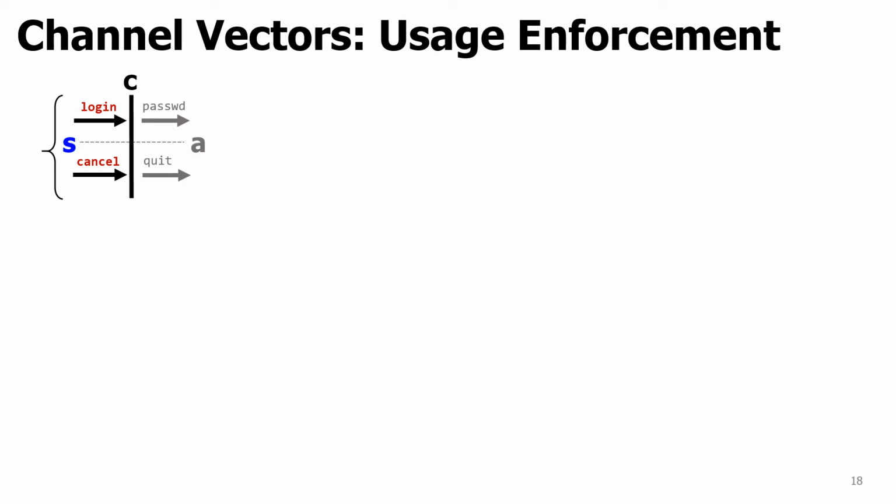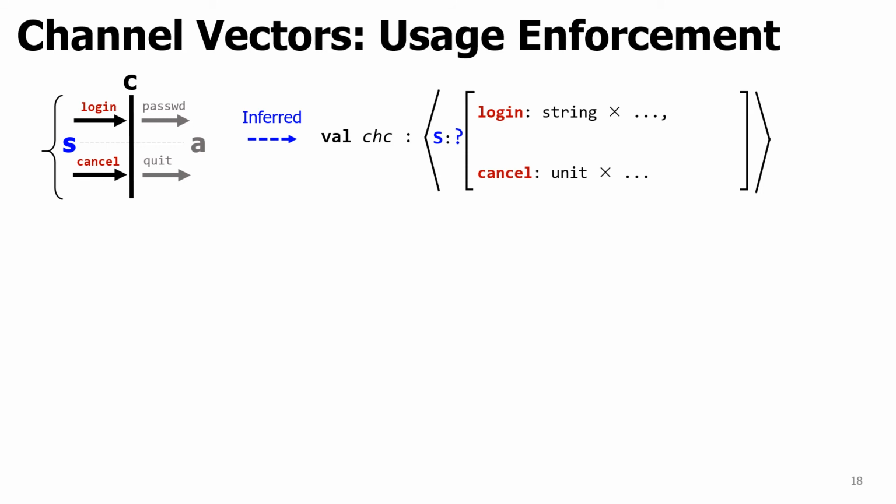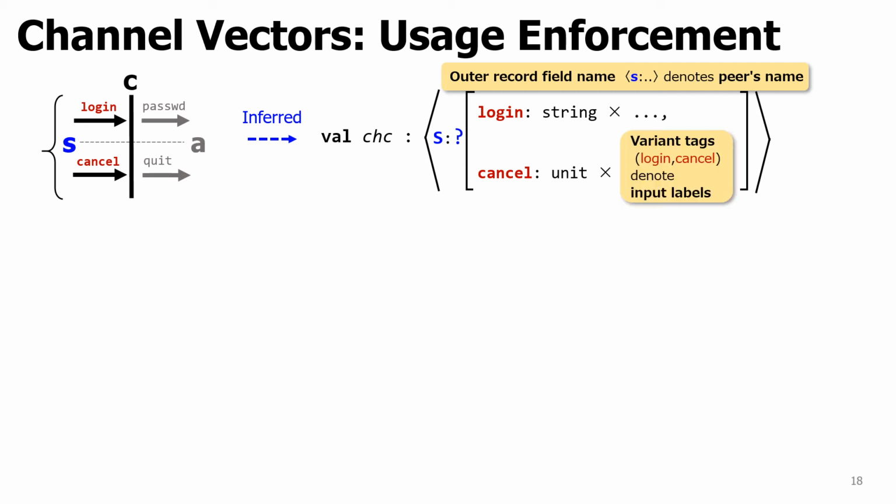Now we demonstrate how to program with channel vectors. First, we show the channel vector type for the client from the protocol OAuth. The angle bracket denotes the record type or the object type in OCaml with the field S matching the name of the sending participant. The inner square bracket denotes a variant type with two tags, login and cancel, matching the name of the receiving labels.